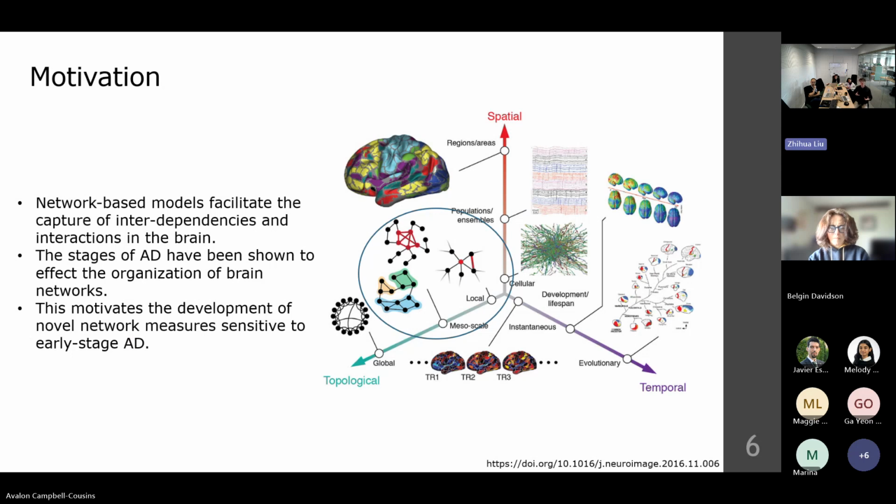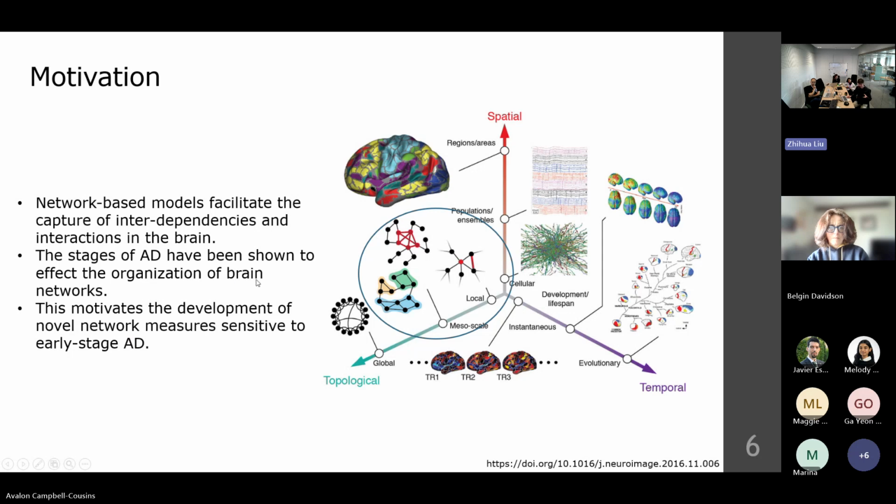And so the motivation for using network-based models for diseases such as Alzheimer's disease is that we know that as Alzheimer's progresses, it causes massive structural and functional organizational changes in the brain. As disease and damage occurs, brain regions tend to communicate less brain-wide, but more within functionally segregated groups. And this has downstream effects, especially in Alzheimer's disease, of memory loss and impairment. And this motivates the development of novel network measures that can be sensitive to these early stages of the disease.